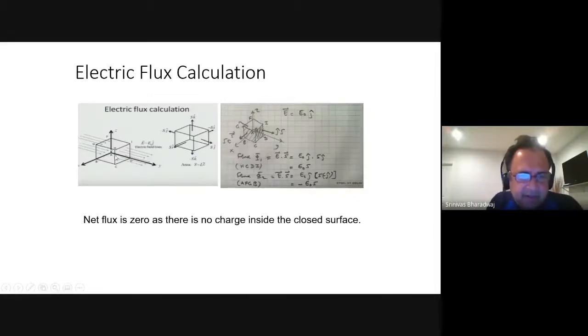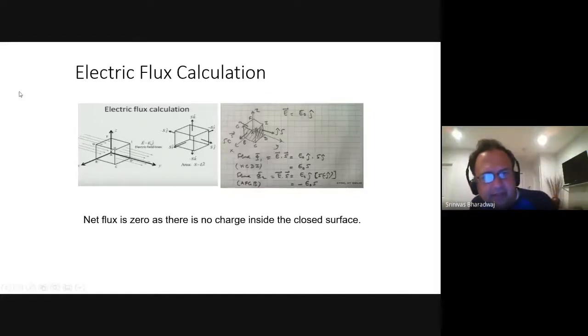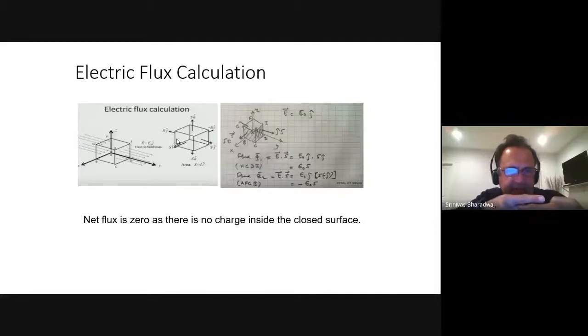Okay, he is defining an E which is parallel to the Y axis. Now, what is E dot dS for the negative surface, this surface, right? E is like this, S is like this. So E dot S will become just minus ES. The dot product of two parallel vectors is just the product of the two vectors.